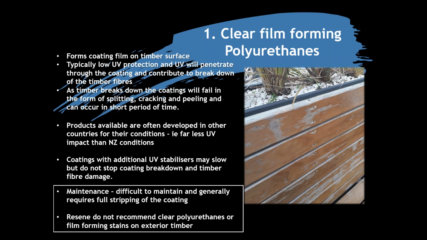Often products that come to market here are actually developed in other countries for their conditions, and the kicker is they have far less UV impact than we do. There are coatings out there with additional UV stabilizers that often will slow the onset of the issues, but it doesn't stop it occurring here in New Zealand, and that coating breakdown will still occur. So how do you maintain them? Well, what you see on the right-hand side there, you really can't maintain that. It's got to be stripped off and you have to start again. So for that reason, we choose not to have clear exterior film-forming polyurethanes in our range. We develop and manufacture products here for New Zealand conditions.